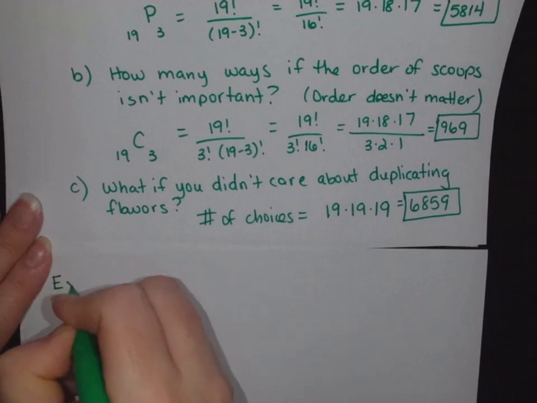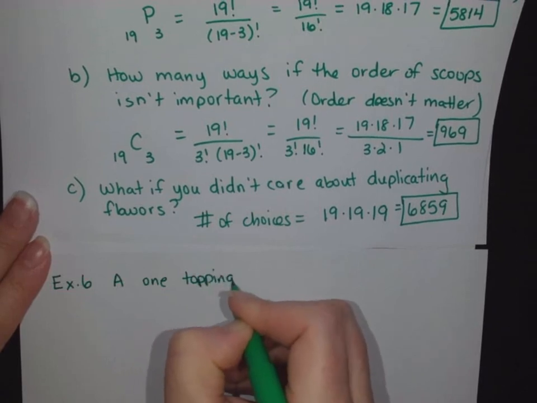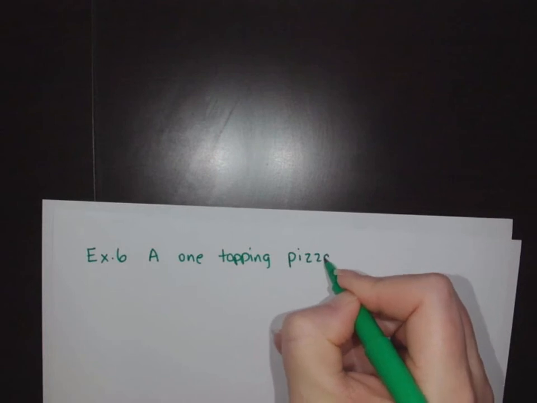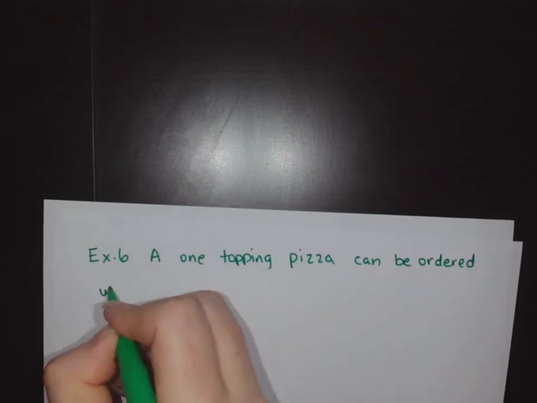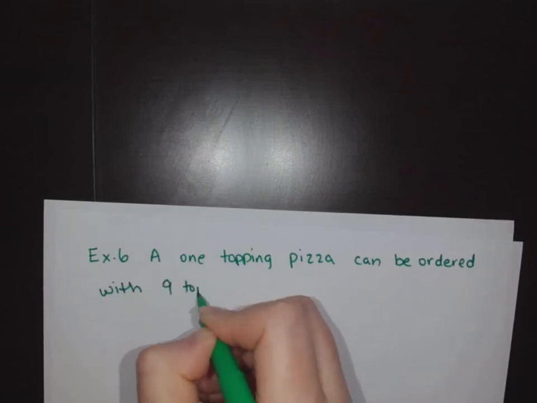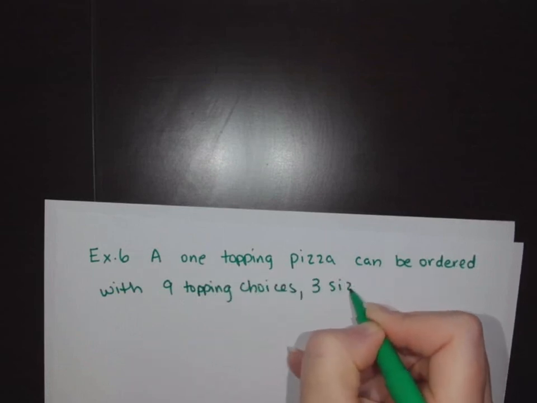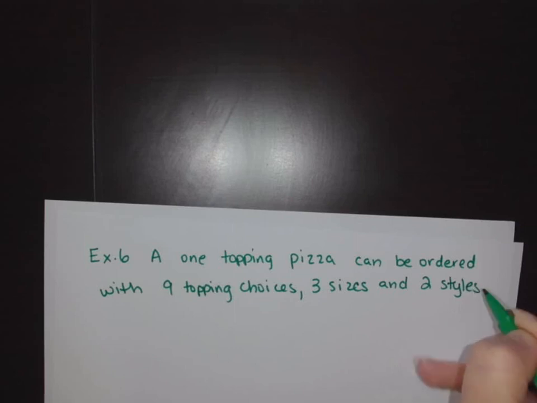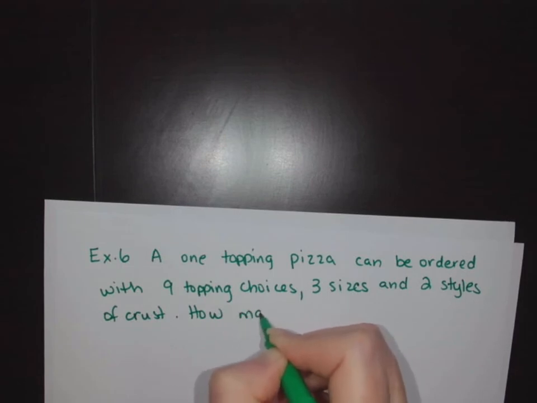Okay, so last example. Let's say that a 1 topping pizza can be ordered with 9 topping choices, three sizes, and 2 styles of crust. And so my question is, how many different 1 topping pizzas can be made?